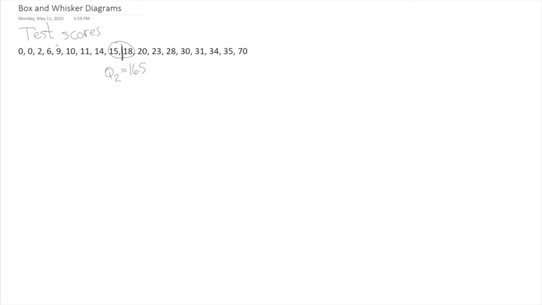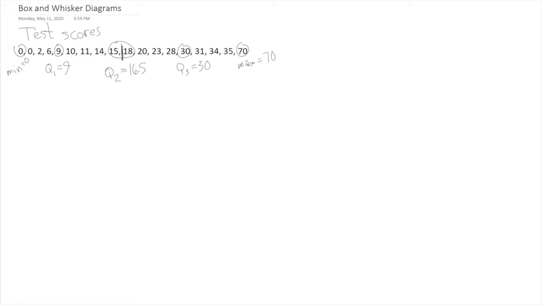The first quartile was 9. The third quartile, quartile 3, was 30. And the minimum was 0. And the maximum was 70. If you're unclear how I got those numbers, look back at the previous video.